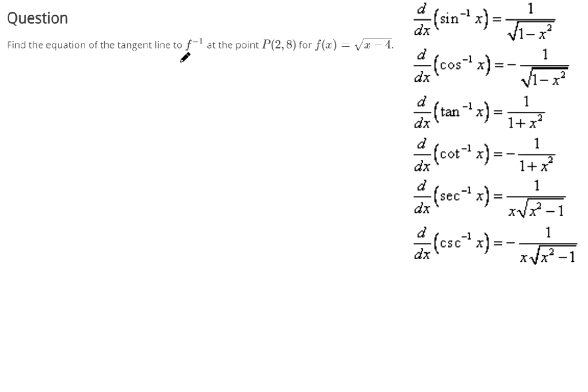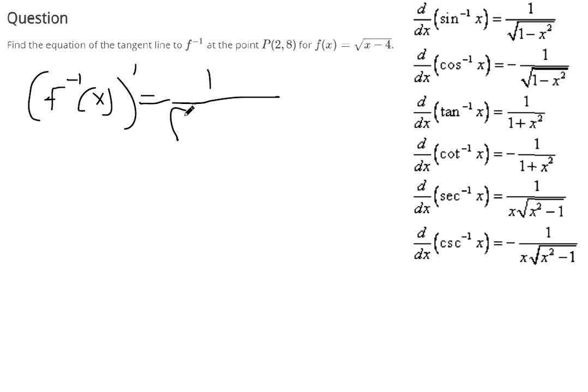So again, we want the equation of the tangent line to an inverse function. So we need that result that we derived. I don't remember if it was in this video or not. I'm jumping around when I make the videos. But we can get that by taking 1 and dividing it by the derivative of the original function with the inverse function plugged into it.